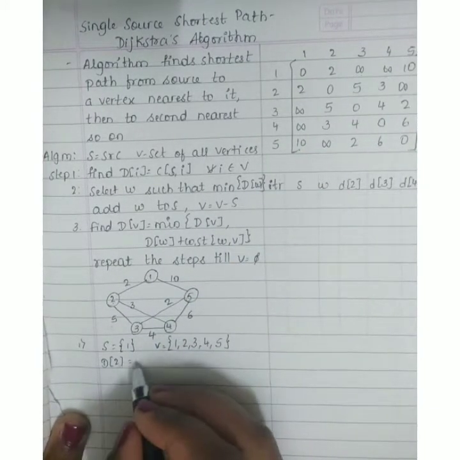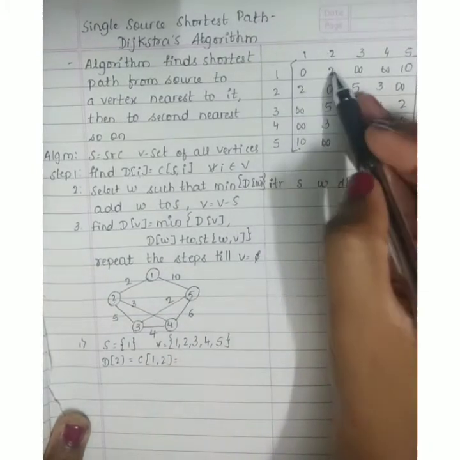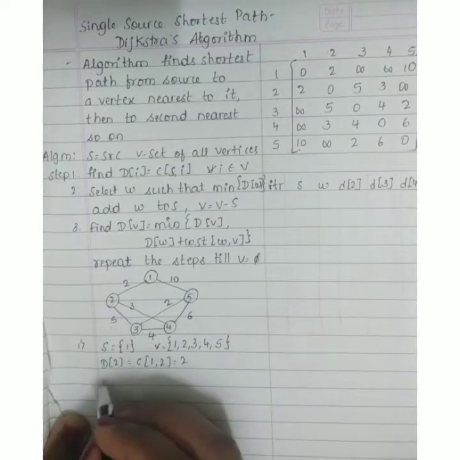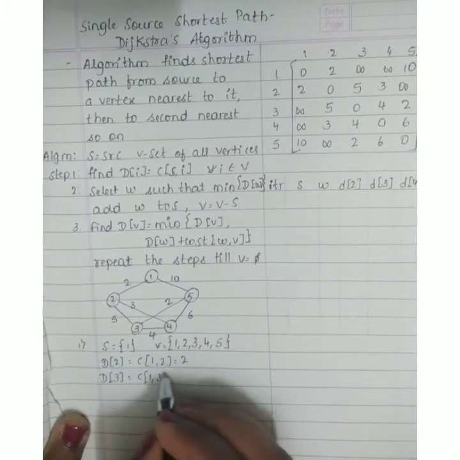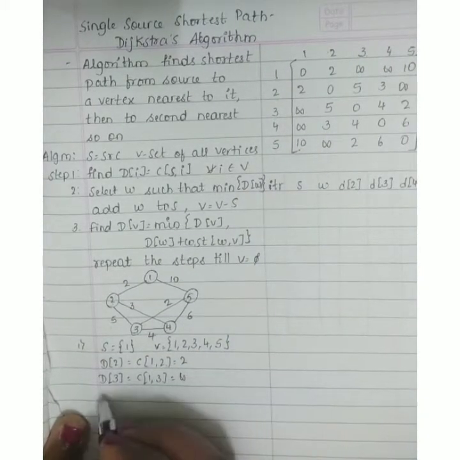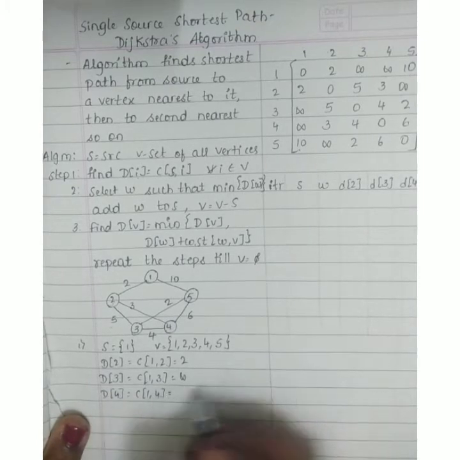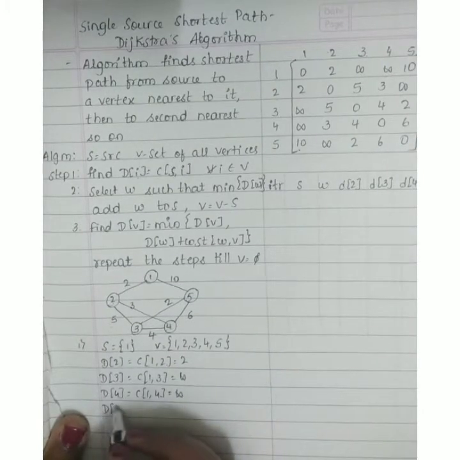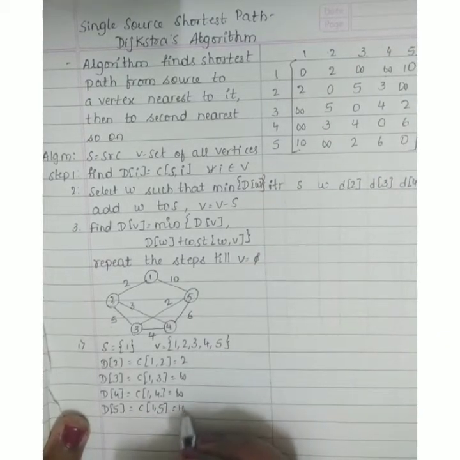d_2 is the cost from 1 to 2. What is the cost from 1 to 2? It is 2. Then d_3 is the cost from 1 to 3. The cost from 1 to 3 is infinity. d_4 is the cost from 1 to 4, which is again infinity. d_5 is the cost from 1 to 5, so the cost from 1 to 5 is 10.